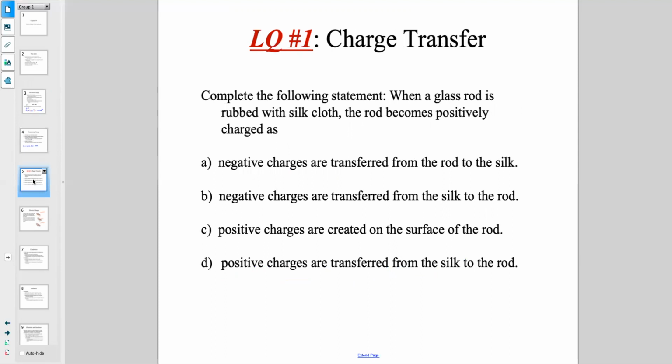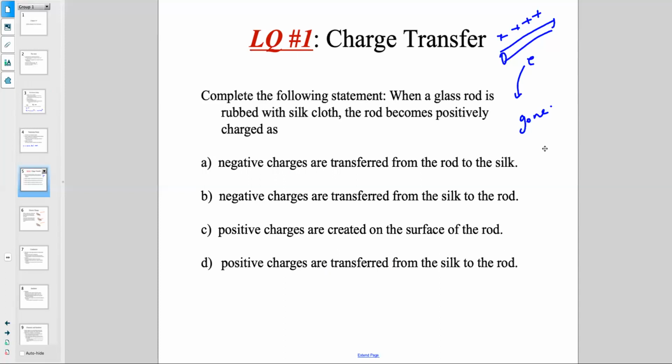Let's take a look at this question. Complete the following statement. When a glass rod is rubbed with a silk cloth, the rod becomes positively charged. So we have a rod that has a positive charge right now. That means its electrons are gone. That means negative charge are transferred from the rod to the silk. Or negative charge are transferred from the silk to the rod.